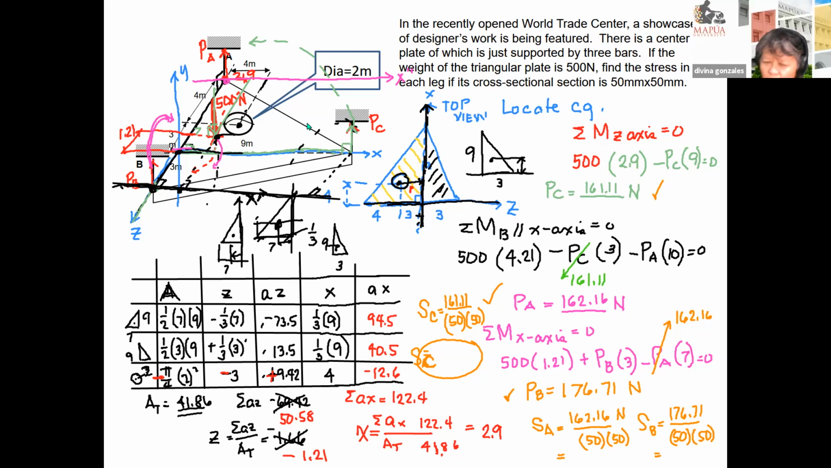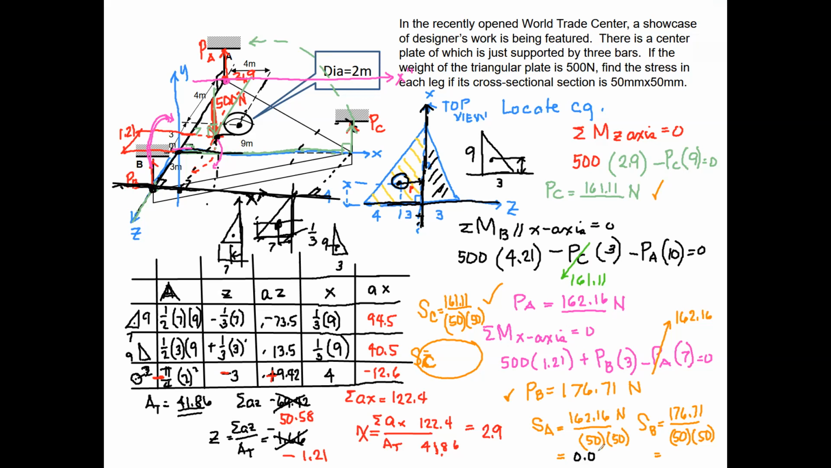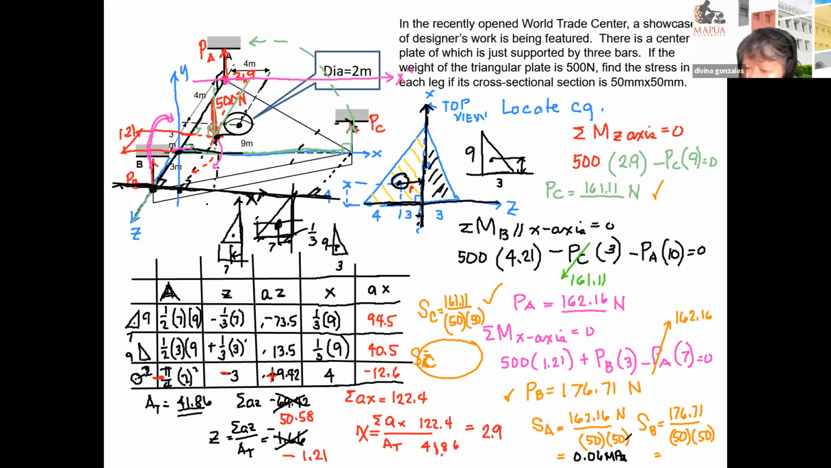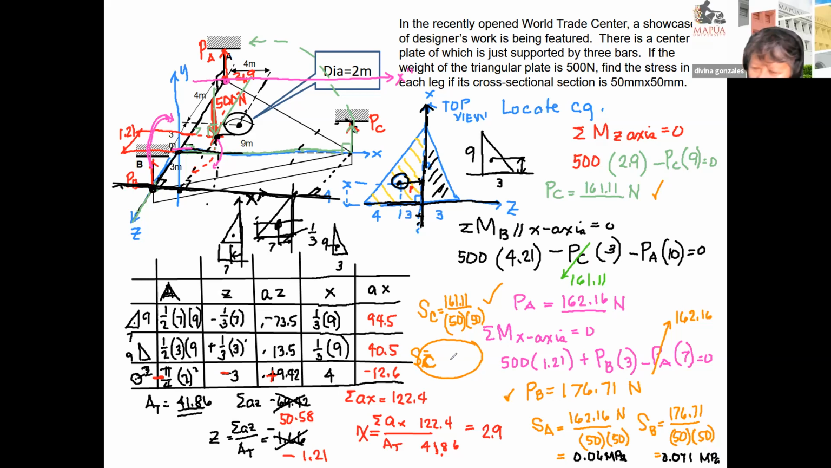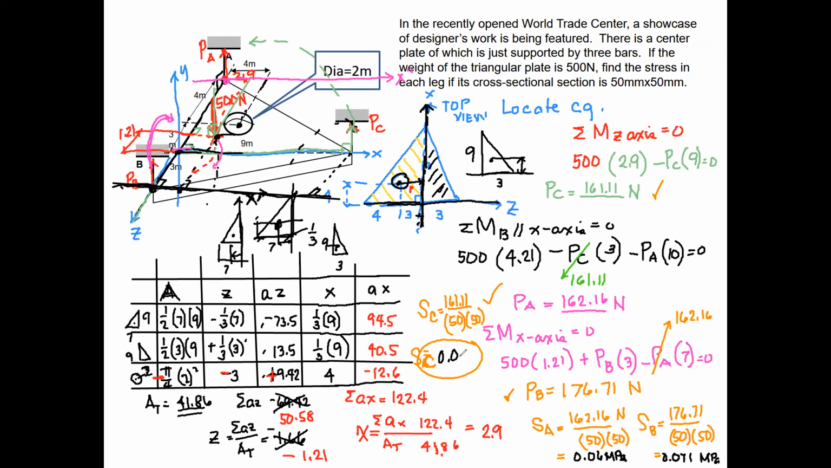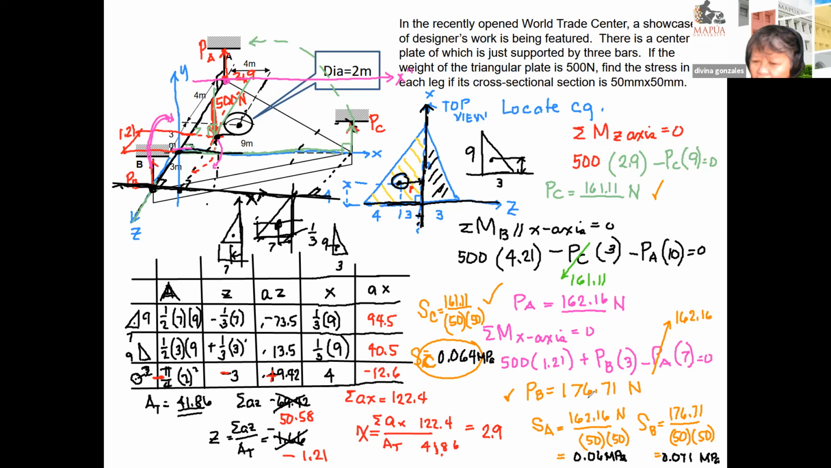Okay, so solve S of A, stress in leg A. Yung stress po along A is 0.06 megapascals. Okay, B. Mga 3 decimal places. Sa stress along B naman po is 0.071 megapascals. And then sa C, stress along C po is 0.064 megapascals. Yung A, pakiulit nga. Talagang 0.06 lang yun. Okay po. Okay, so we can accept that.